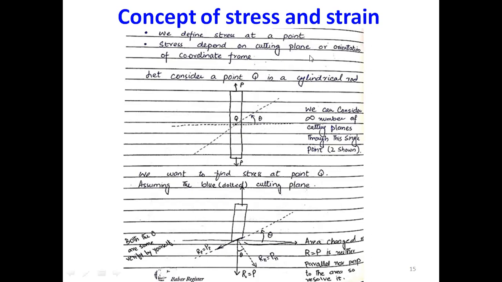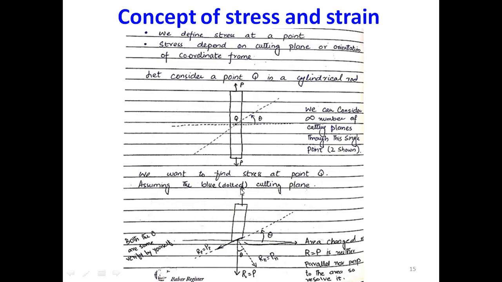Now, if we change the cutting plane, what would happen? So let's say I'm taking this as a cutting plane and I'm taking the top portion of the system, this segment of our system, which is drawn here. So we have here this load P. Our actual system is in equilibrium, so our free body diagram of this segment would also be in equilibrium.